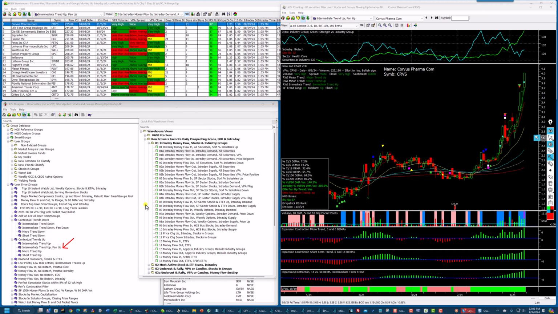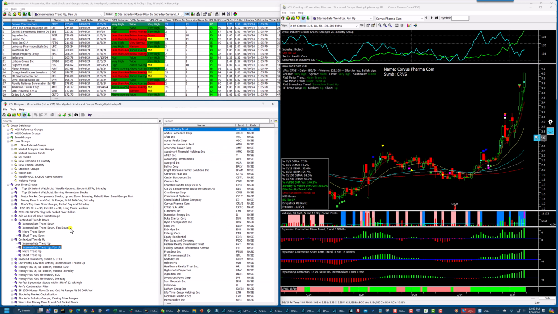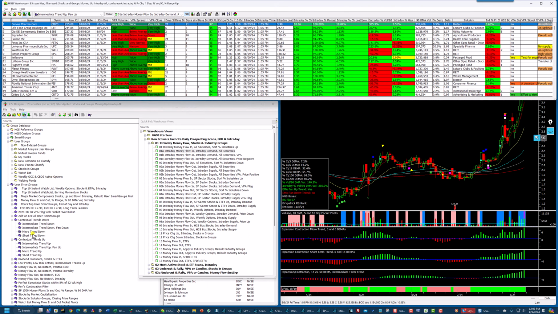So it's easy if you just primarily are interested in strong stocks that are going. You can look at this list here if you're looking for stocks that are possibly just beginning their move up. Look at the micros, and I'm going to show you another thing that works quite well too, and that is to go to the contextual trends down. And let's look at stocks that are passing the micro trend down, but their money flow is positive today. Let's see if any come up.